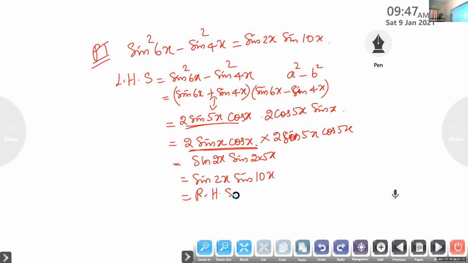Is it okay? Is it clear, children? Learn the formulas, then only you'll be able to do trigonometry. Next year, from the first chapter onwards, you'll be using all these identities. That's why I'm taking it last, so that you'll be able to keep in touch with that chapter, with these identities.